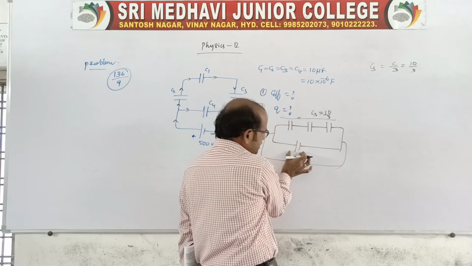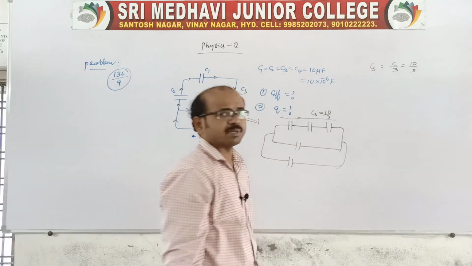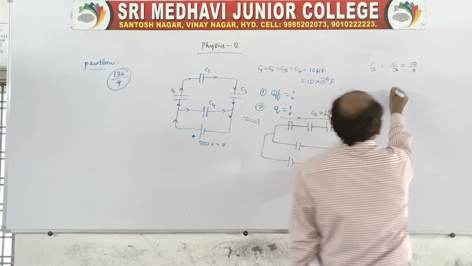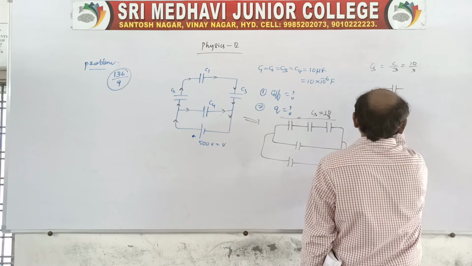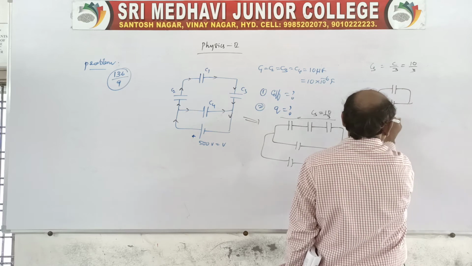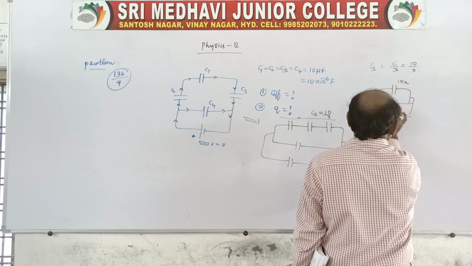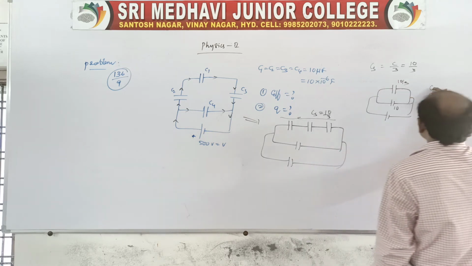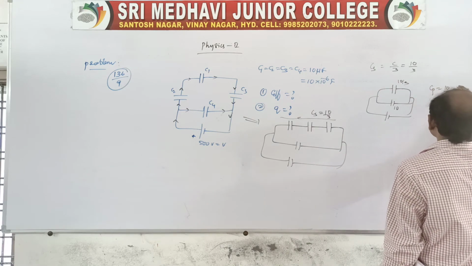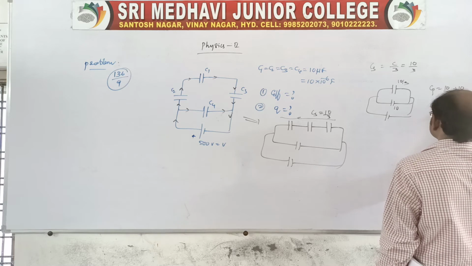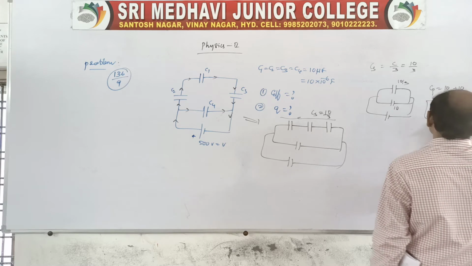Now for this capacitor, what happens? It is in parallel. So you take this complete 10 by 3, which is in parallel with this one, and I think it is 10. So now it is a parallel combination, 10 by 3 plus 10. So CP is equal to 40 by 3.